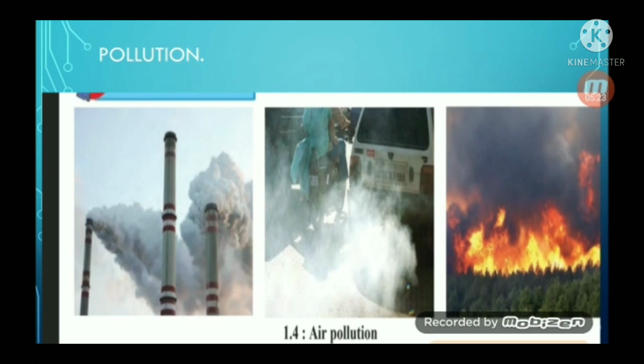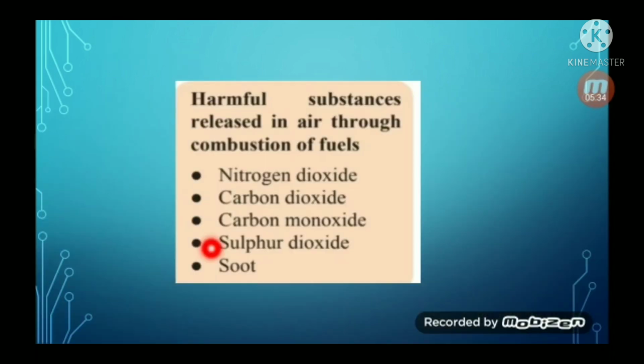Air pollution is increasing day by day. Gases are given out from vehicles, industries, and also through incomplete combustion of fuels such as wood and coal. Harmful substances released in air through combustion of fuels: which ones are they? Nitrogen dioxide, NO2. Carbon dioxide, CO2. Carbon monoxide, CO. Sulfur dioxide, SO2. And soot. Soot means black color particles of carbon.